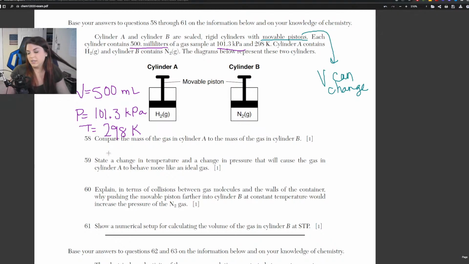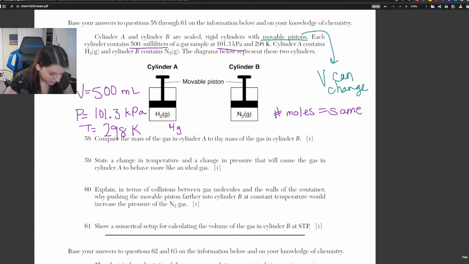So let's just say, for the sake of argument, not that this is true by any means, I didn't do the calculation, but we could say that the number of moles for each of these was 2. It's just the same. So let's just say that it's 2 moles for the sake of doing math. 2 moles of hydrogen would be 4 grams. 2 moles of nitrogen would be 28 times 2. Is that 56? Yes.